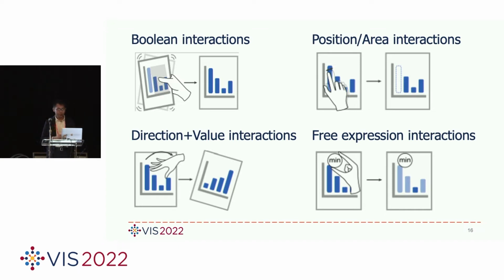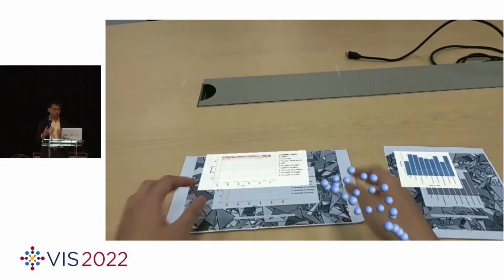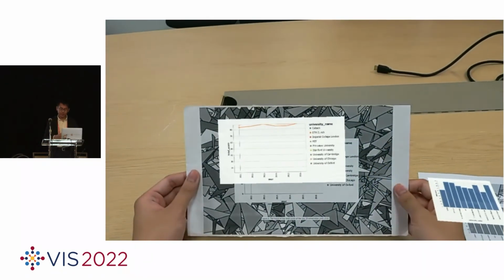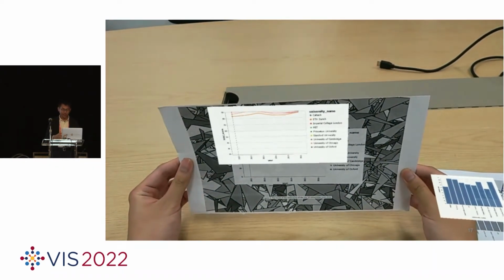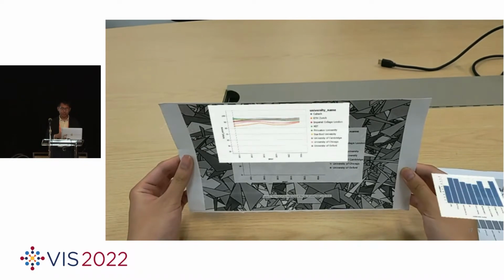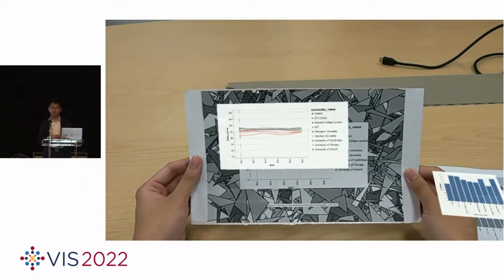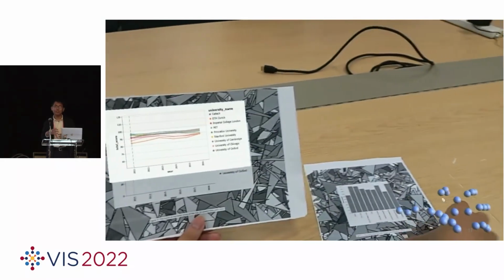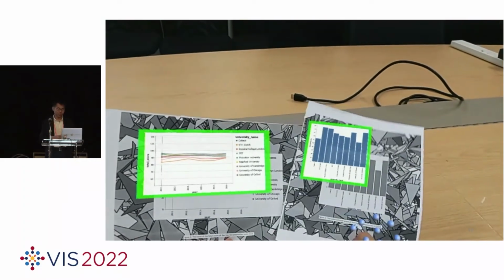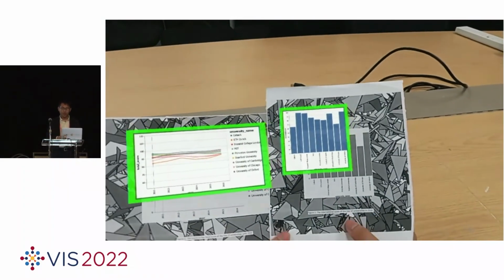For example, we can highlight the mark with minimal values by overlapping a customized paper sheet with specific commands like calculating minimum value. So to evaluate the proposed interactions, we implemented a subset of interactions. We then conducted a user study with 12 participants to evaluate their user preference and also the practical viability.